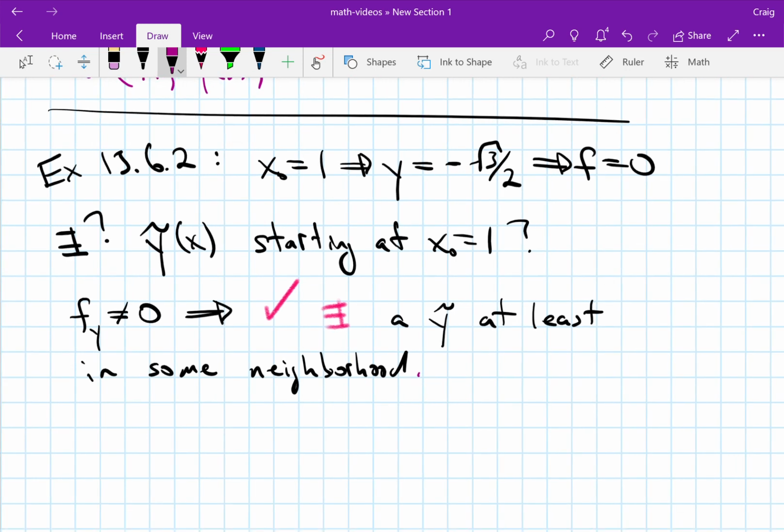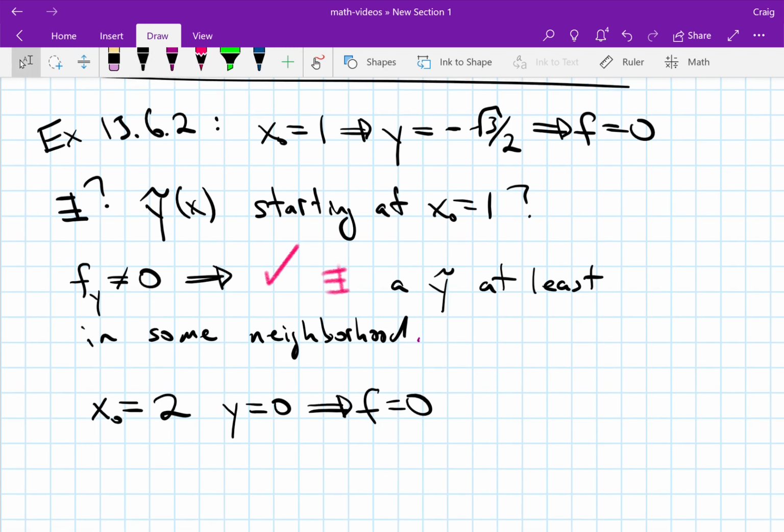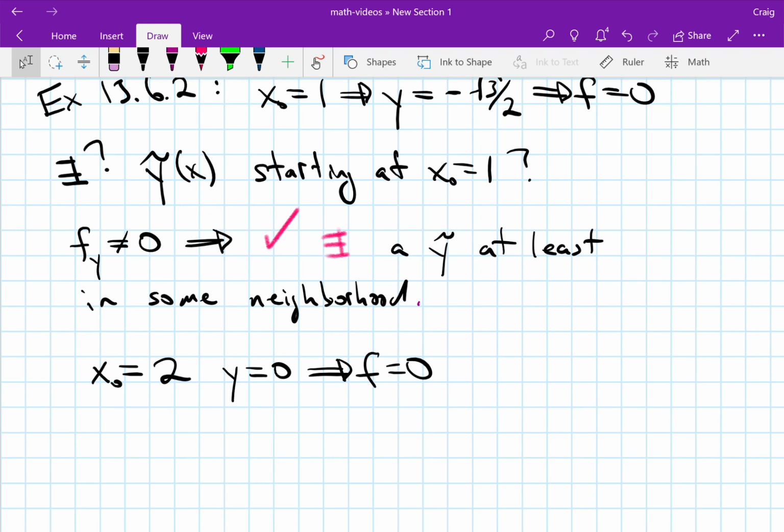But now, let's check on the point where x is equal to 2 and y is equal to 0. This point certainly satisfies f equals 0. So that pair of coordinates satisfies the constraint relation. But now if we check, f_y is equal to 0, so that tells us that the theorem doesn't say anything.